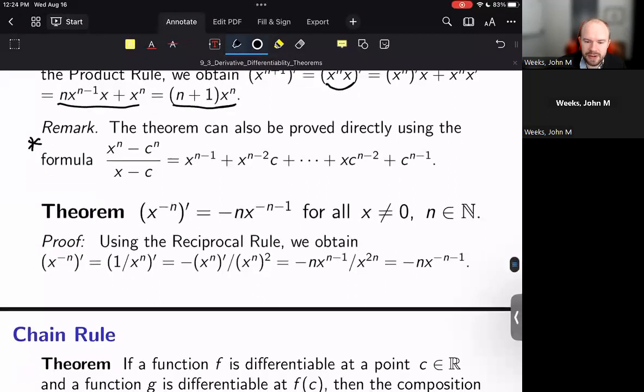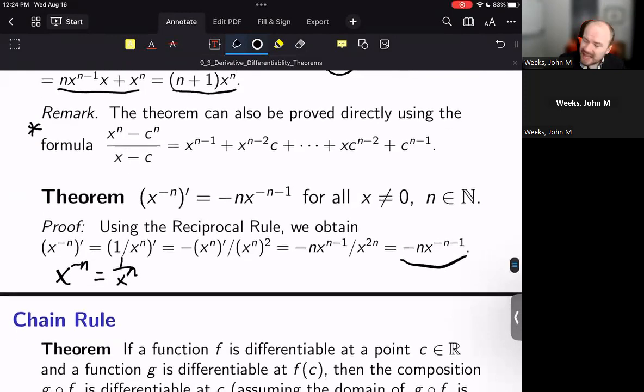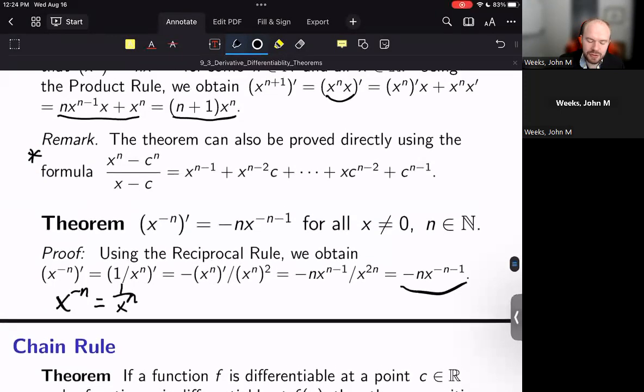We can also figure out what this is because, well, what is x to the negative n? It is 1 over x to the n. That is a reciprocal of a function, so we can use the reciprocal rule to figure that out. And it gives us the nice formula that we have here. But that's all we're kind of able to do right now.